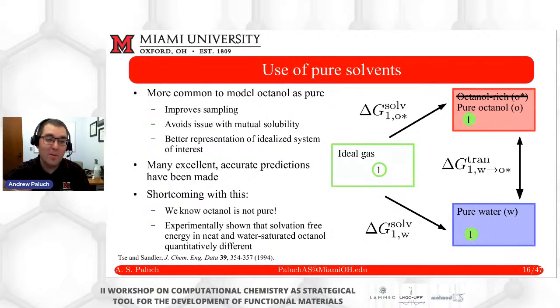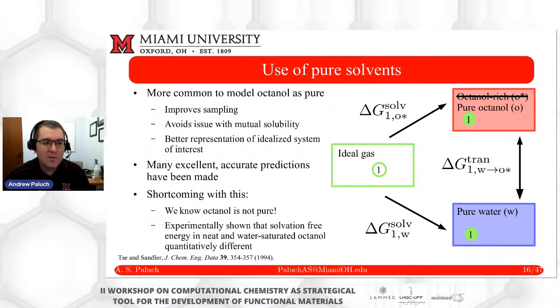So we still have a complex solvent that we need to sample, but it's not quite as complex as if I were to add water to it. I avoid these issues with the actual mutual solubility predicted by the model. And one might argue that maybe I don't care about experiments. Maybe the fact that octanol is saturated with water is a limitation of shake flask, so maybe having just pure octanol is a better representation of my system.